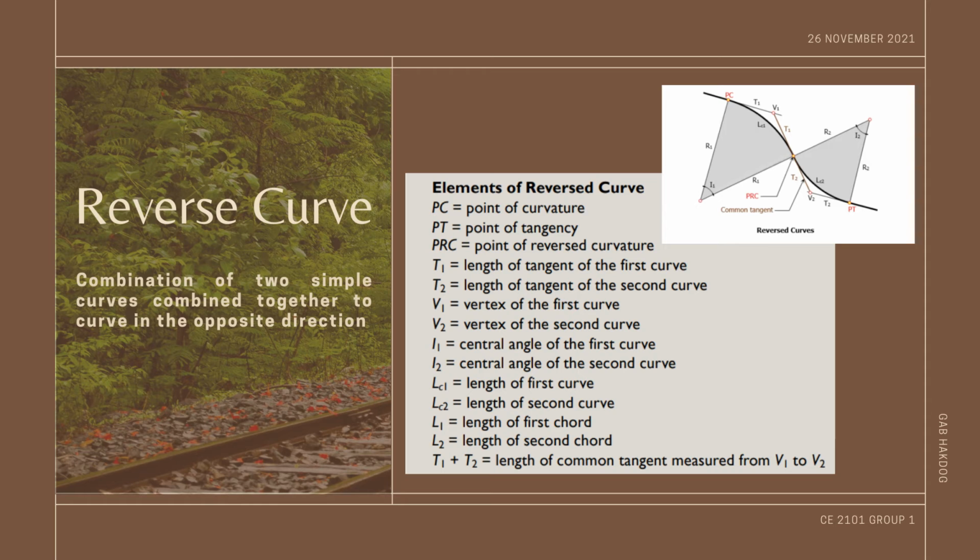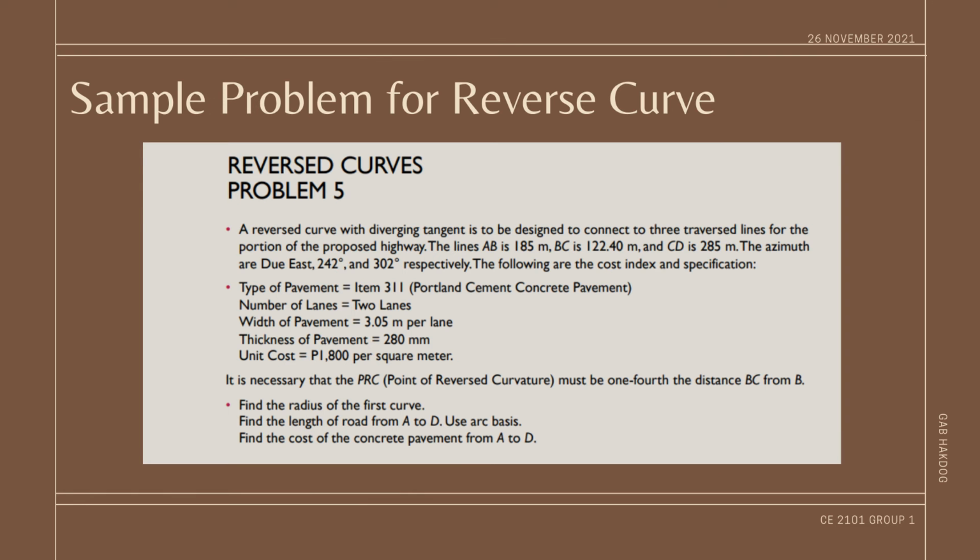So that's very important, and is used to measure some variables. So we'll go to the example. In sample problem number 5, we have here a reverse curve problem. A reverse curve with divergent tangent is to be designed to connect three transverse lines for the proportion of the proposed highway. The lines AB is 185 meters, BC is 122.40 meters, and CD is 285 meters. The azimuths are due east, 242 degrees and 302 degrees respectively.